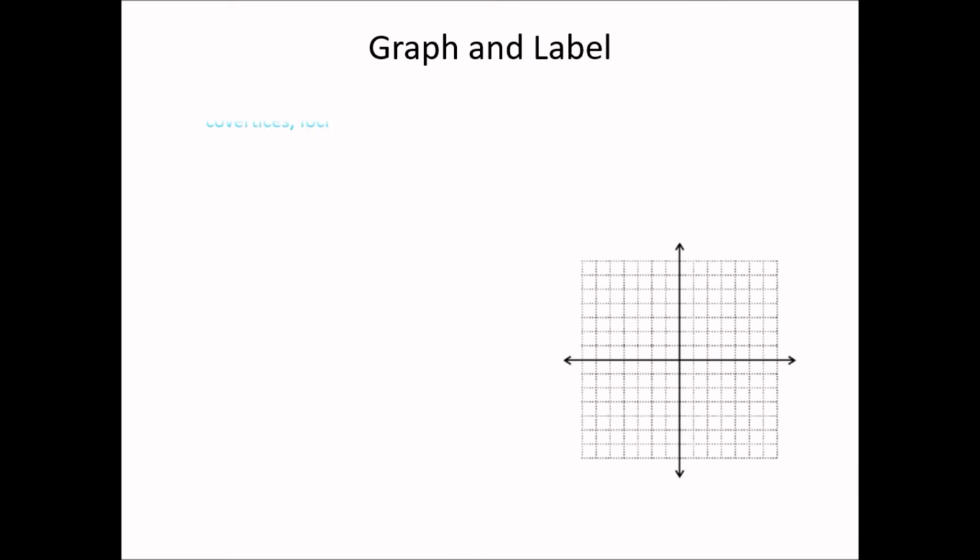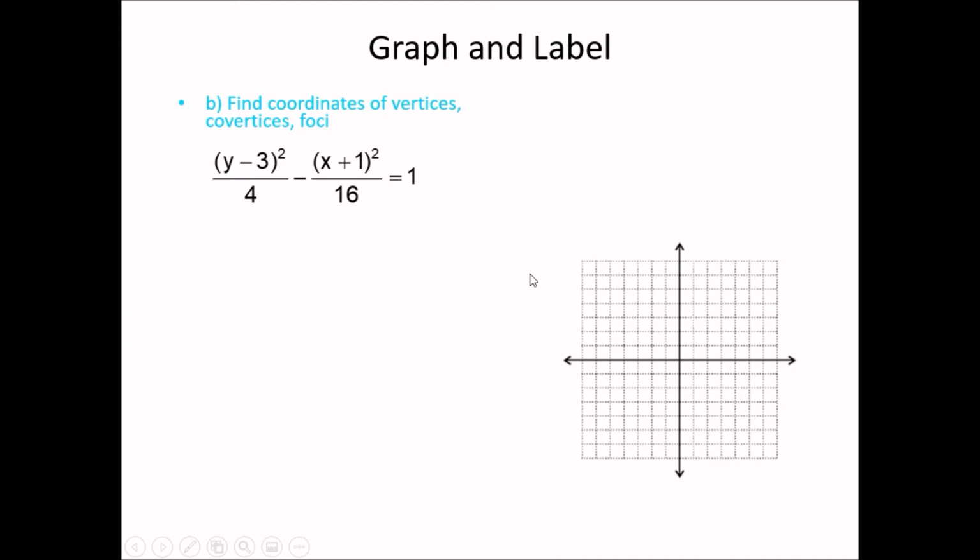Next, graph and label also. Find the coordinates of vertices, co-vertices, and foci. First is the given. (y - 3)² over 4 minus (x + 1)² over 16 is equal to 1. Tingnan nyo muna kung anong klase siya. So, since nauna yung y, hourglass, or meaning vertical yung ating graph. So, vertical ang ating graph.